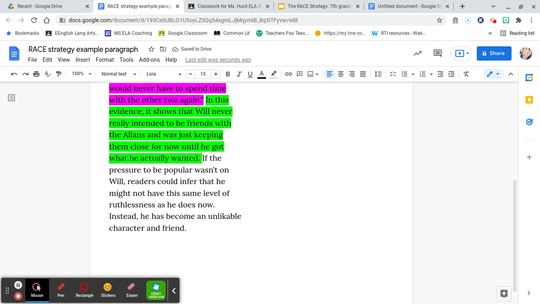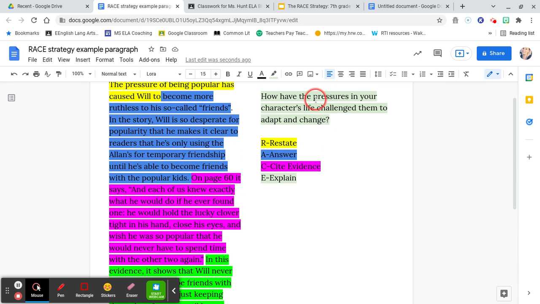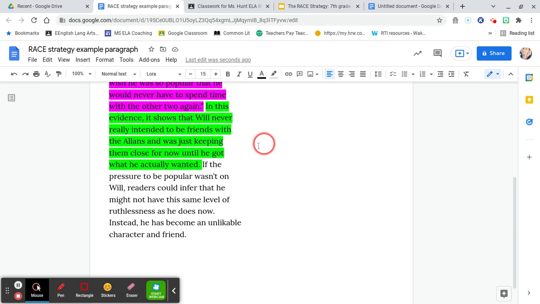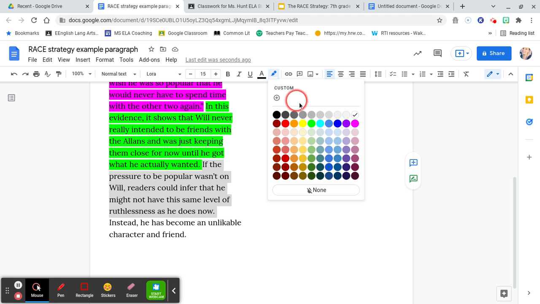And then I take it right back to this idea of pressure. If the pressure to be popular wasn't on Will, readers could infer that he might not have the same level of ruthlessness as he does now. I'm basically trying to emphasize in that sentence that the only reason he's really that ruthless is because of the pressure to be popular. That if he wasn't under pressure to be popular, he may not actually be ruthless at all. And so I'm trying to go back to my question of how has the pressure caused my character to change by making it really clear that this ruthlessness probably isn't really him. It's based on the pressure that he's under. And so that's my thinking on this particular sentence of explanation.